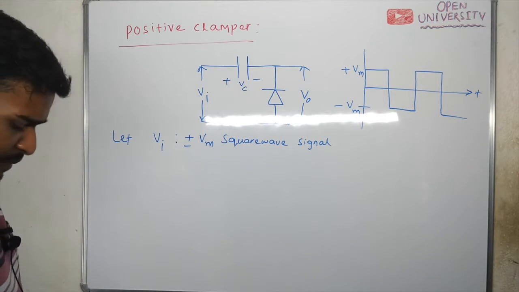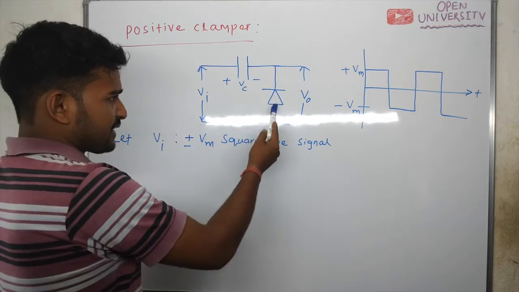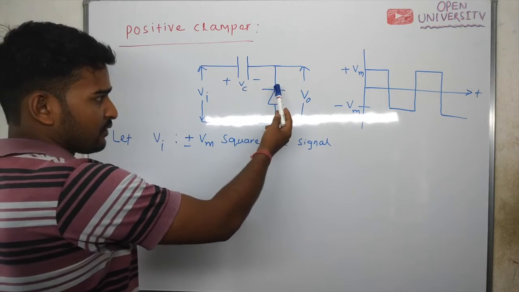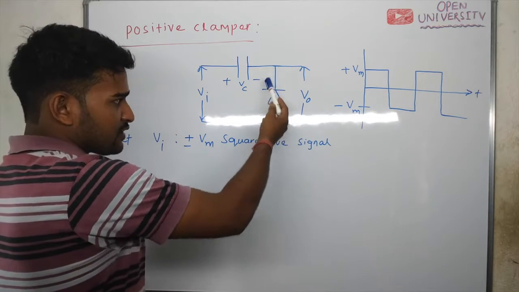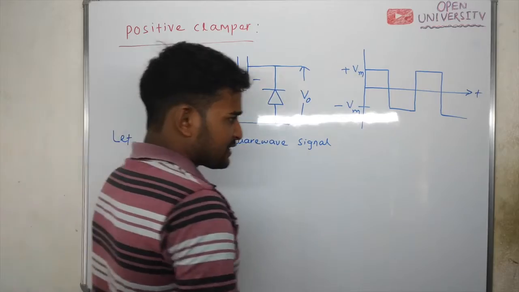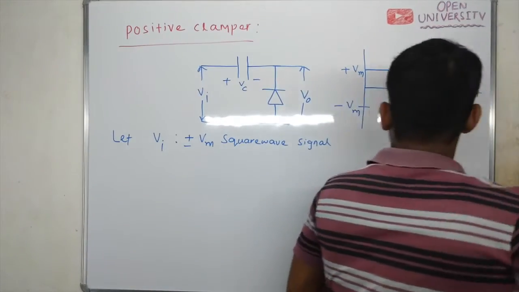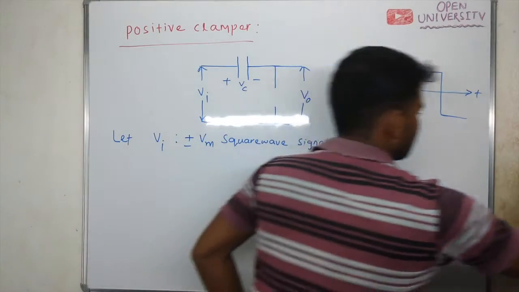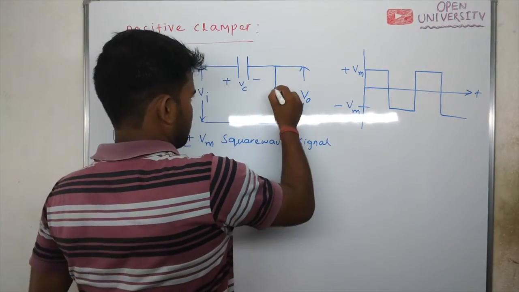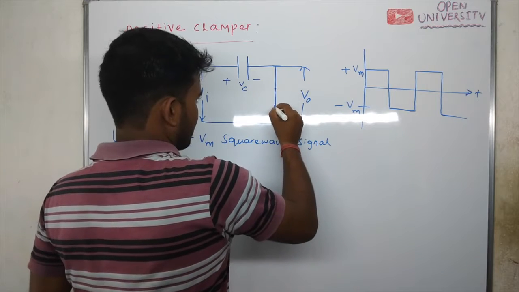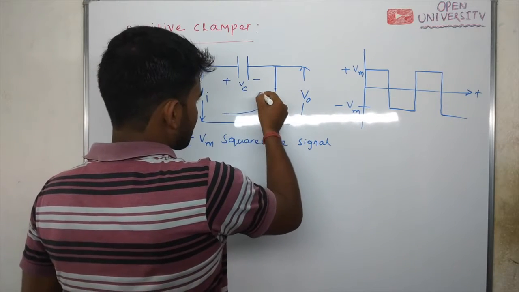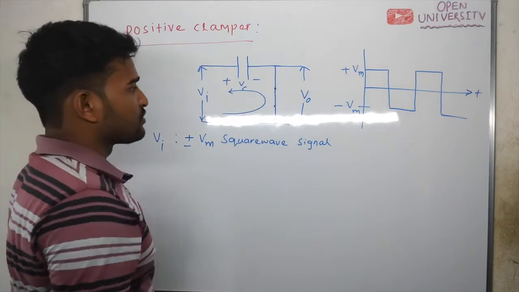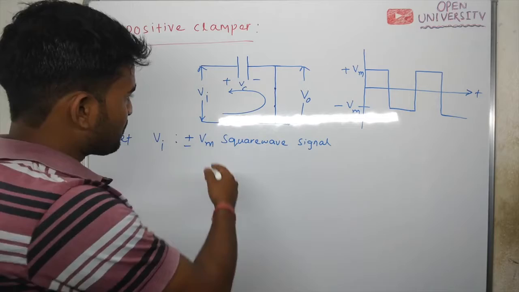Now, what happens during the negative half cycle? During the negative half cycle, this diode will be forward biased, so it will be replaced with a short circuit. And if you replace this diode with a short circuit, then what will happen? The capacitor will charge through the diode. The current will flow in this way, so the capacitor will charge up to the maximum value of input.